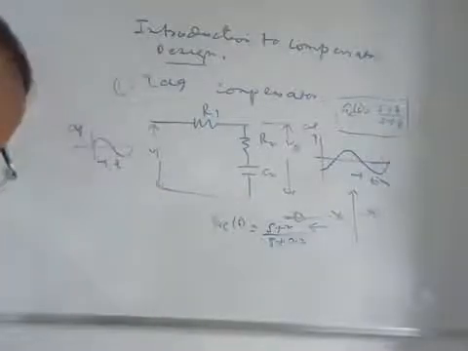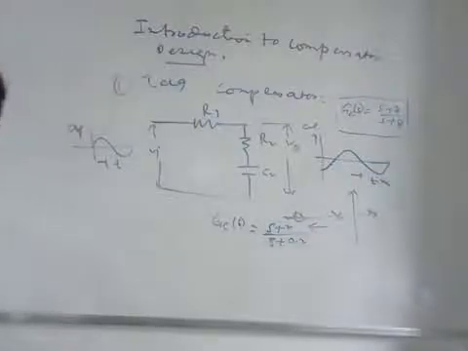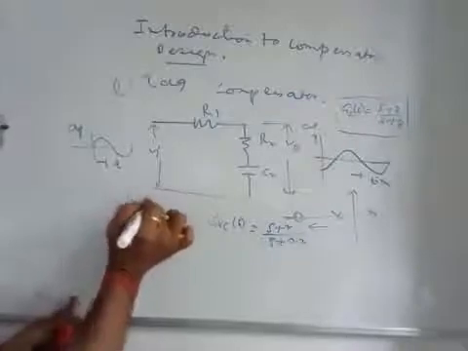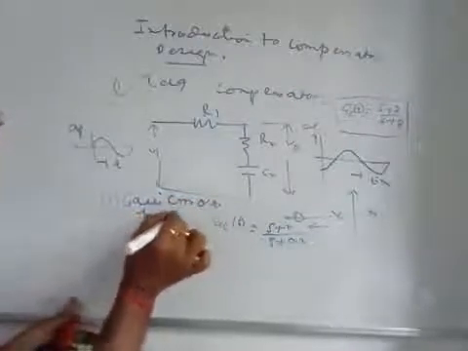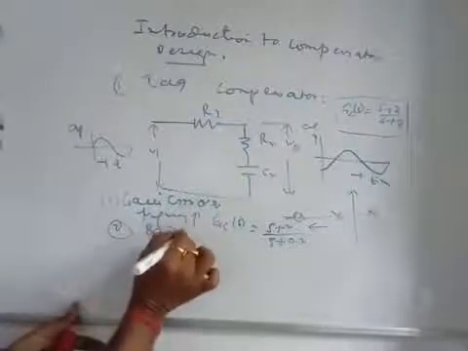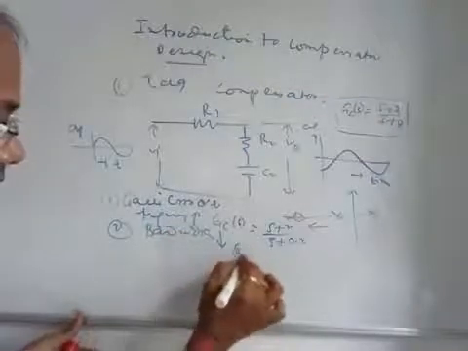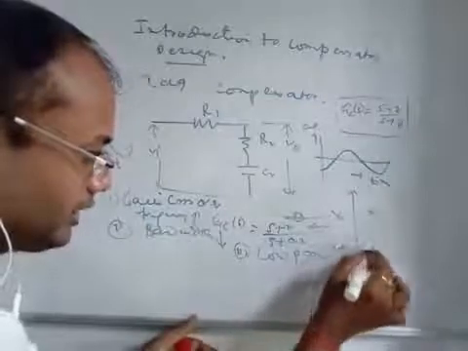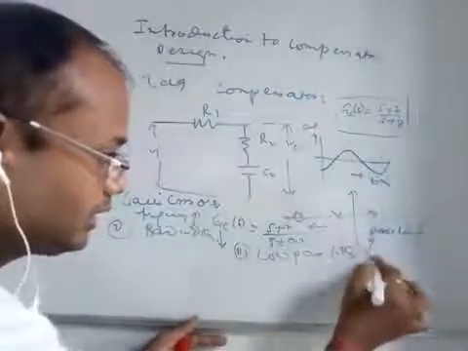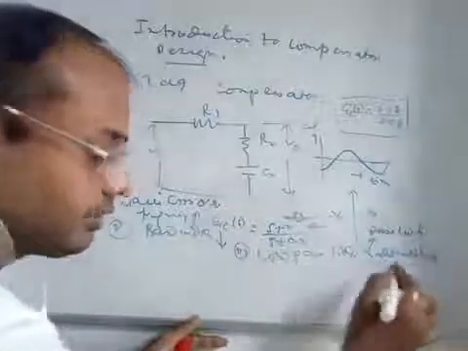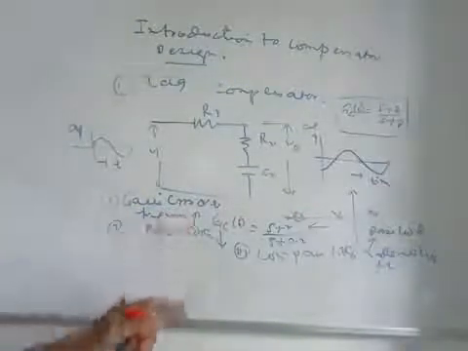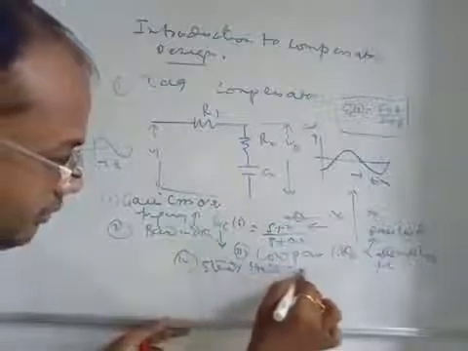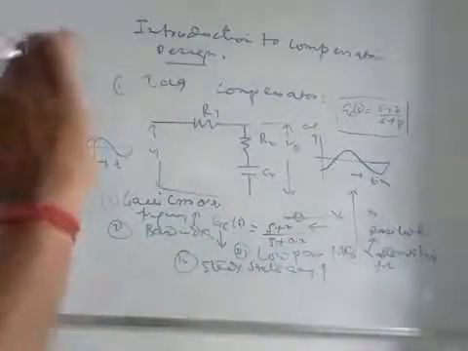So overall the effects are like this: number one, the gain crossover frequency increases and number two, bandwidth decreases. Number three, it acts like a low pass filter. That means it passes low frequency and attenuates high frequency. And number four, steady state accuracy is increased. So these are the major advantages of the lag compensator.